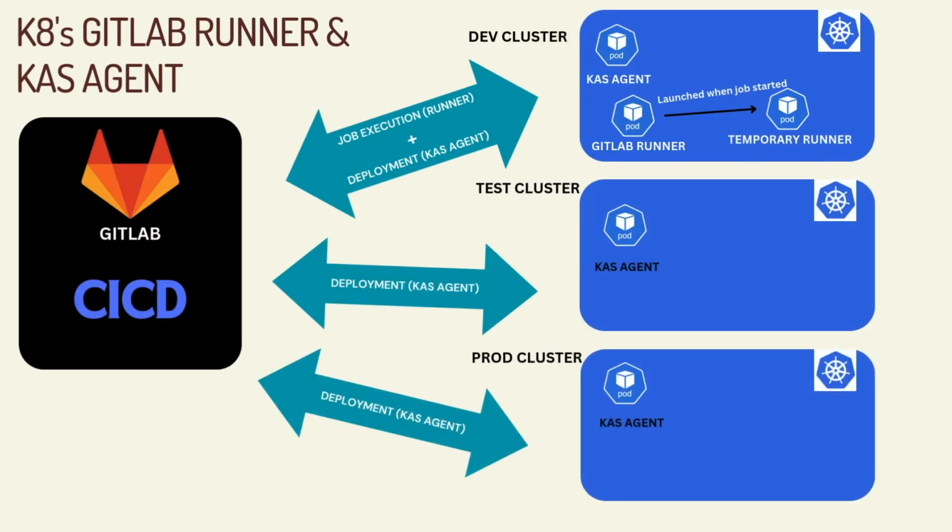Before moving to the actual pipeline, this is how the GitLab Runner and KAS Agent setup will look. In the picture, you can see that the GitLab Runner is running as a pod on Kubernetes on the dev cluster. I will deploy it on the dev cluster only, but you can use multiple runners for each environment also. The main runner basically spins up temporary pods for execution of jobs when the GitLab CI pipeline triggers it. Next, I will deploy the KAS Agent on each of the three clusters: dev, test, and prod. Going forward, you will see how the KAS Agent helps us in deployment.